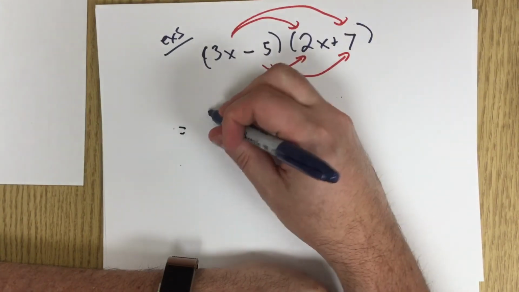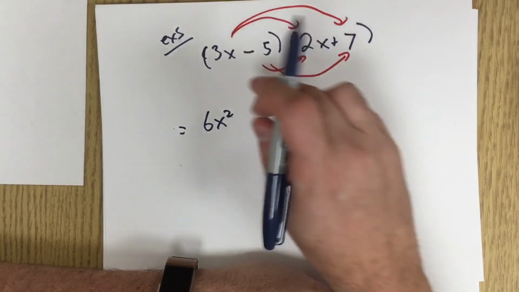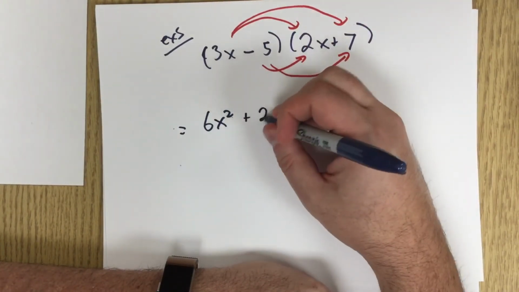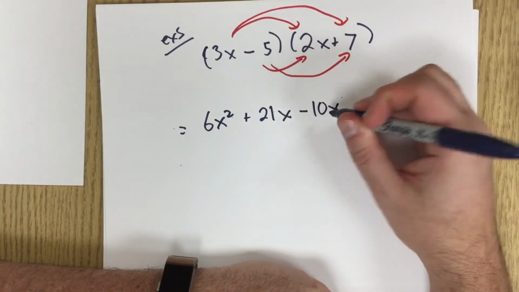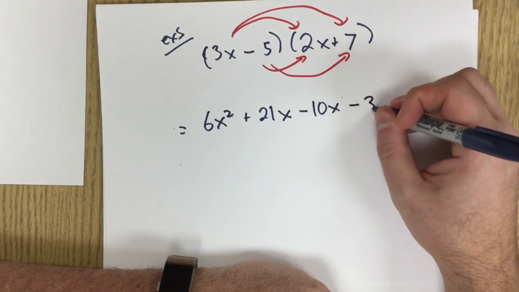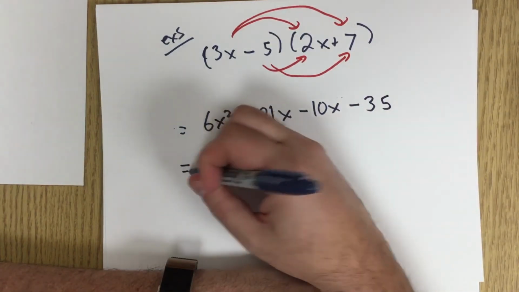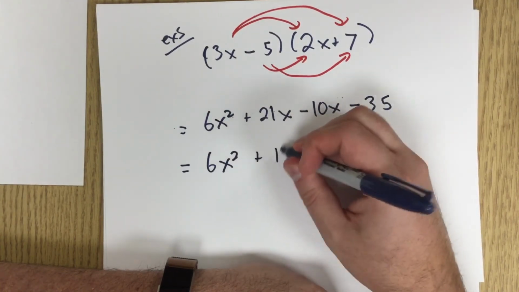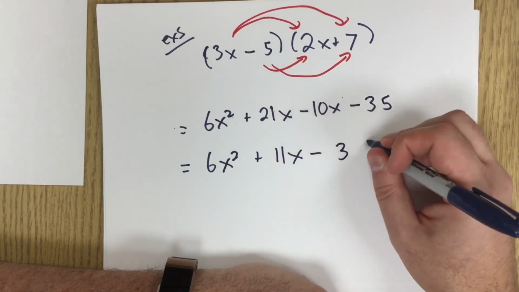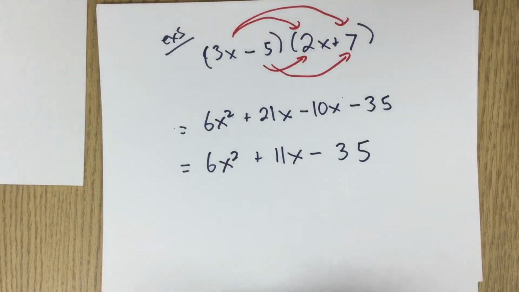3 times 2 is 6x squared. 3x times 7 is plus 21x. Minus 5 times 2 is minus 10x. Minus 5 times positive 7 is negative 35. Collect like terms. 21 minus 10. And there we go. Nothing too special about that one.